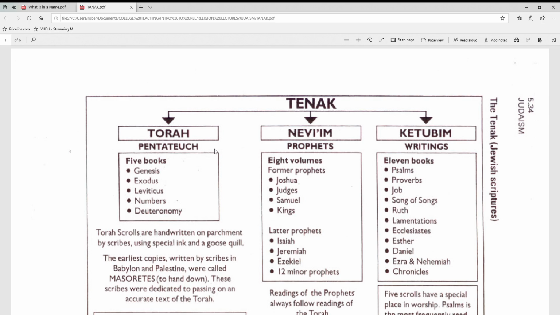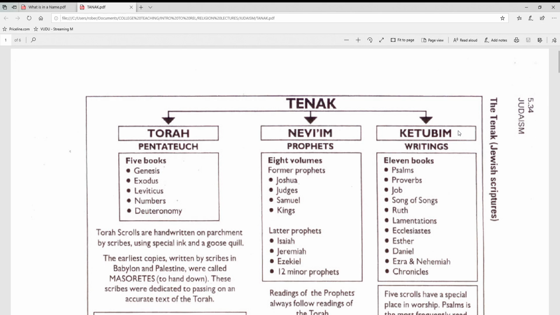And then you have the middle section, and that would be Nevi'im, and that's prophets, 8 books. And then finally Ketuvim, which would be the final section of 11 books, which just means writings itself. So all in total, 5 books of Torah or law, 8 books of Nevi'im or prophets, and 11 books of writings or Ketuvim would be 24 books total in the Tanakh.